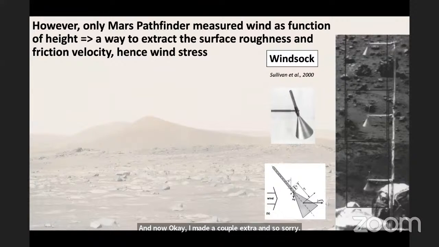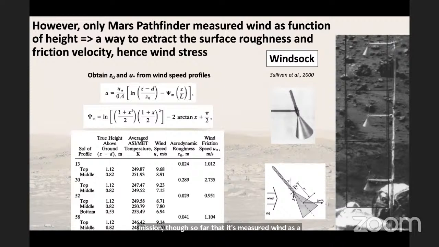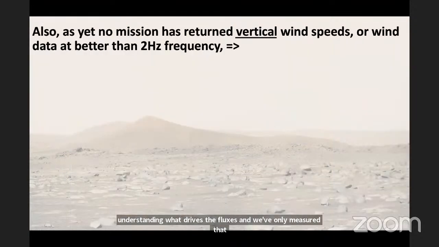So Mars Pathfinder was the only mission so far that has measured wind as a function of height and therefore was able to extract the surface roughness and friction velocity and hence get a sense of the wind stress. I think that is a key point here, the really crucial thing for understanding thresholds for motion and understanding what drives the fluxes. And we've only measured that once and only a handful of times.